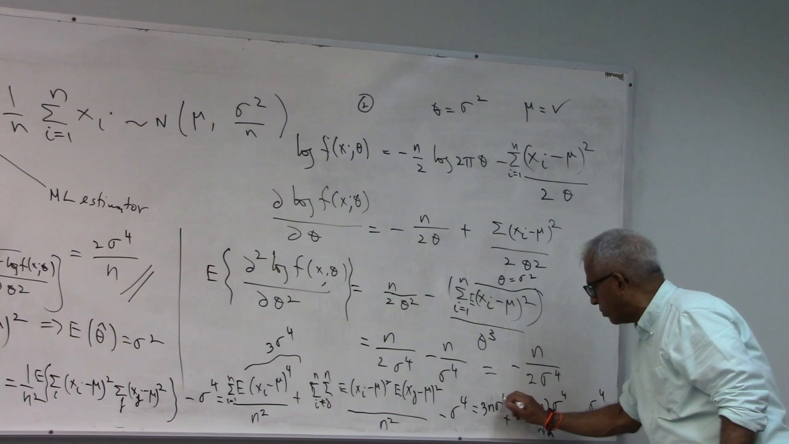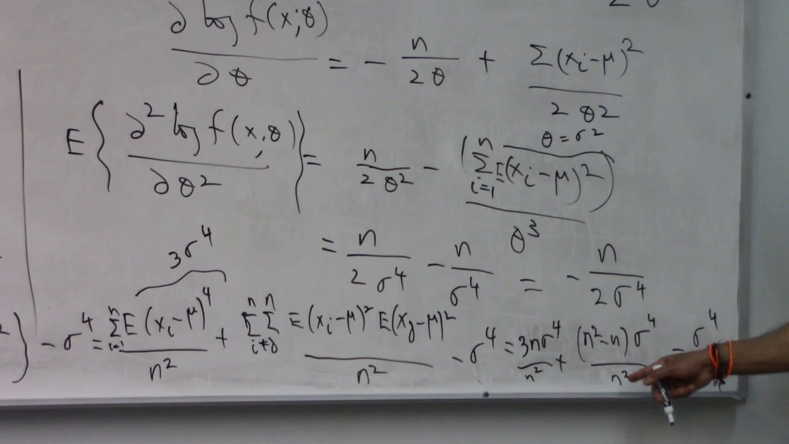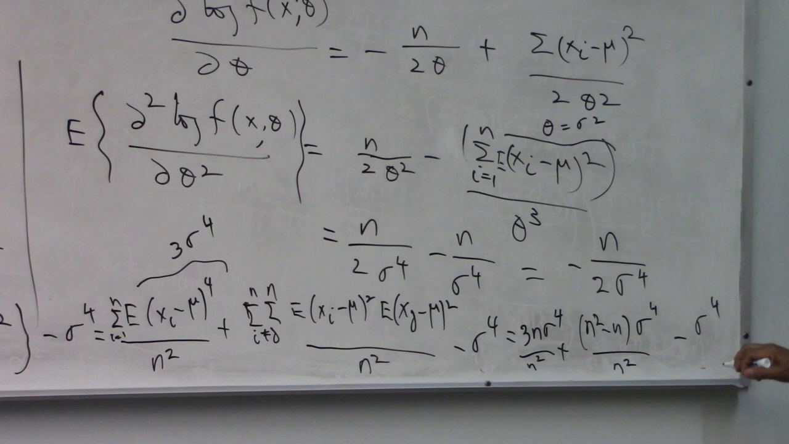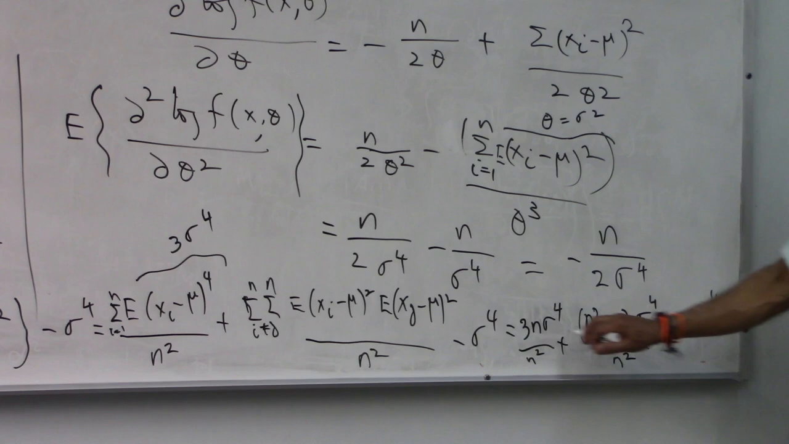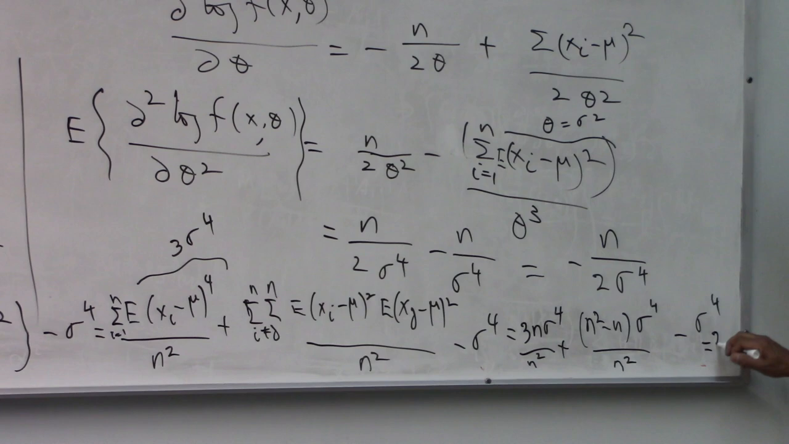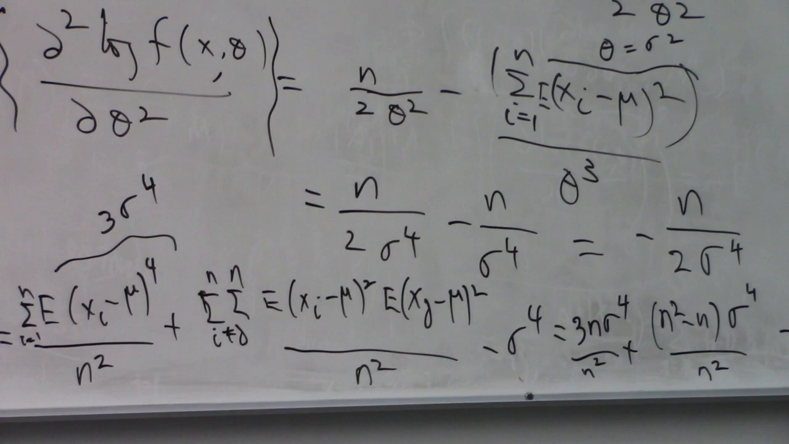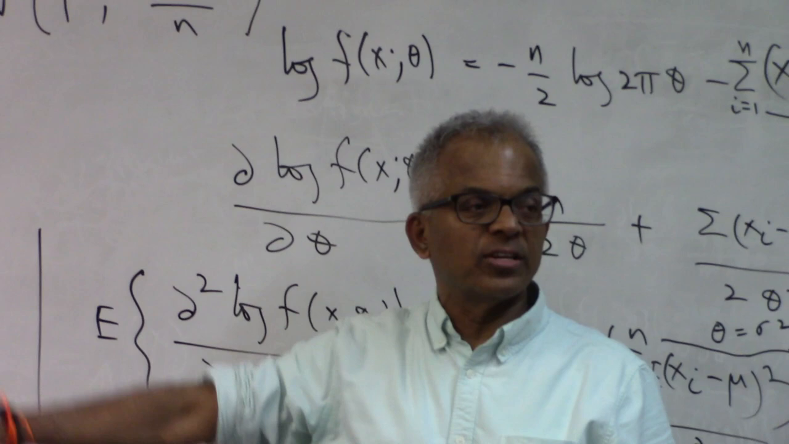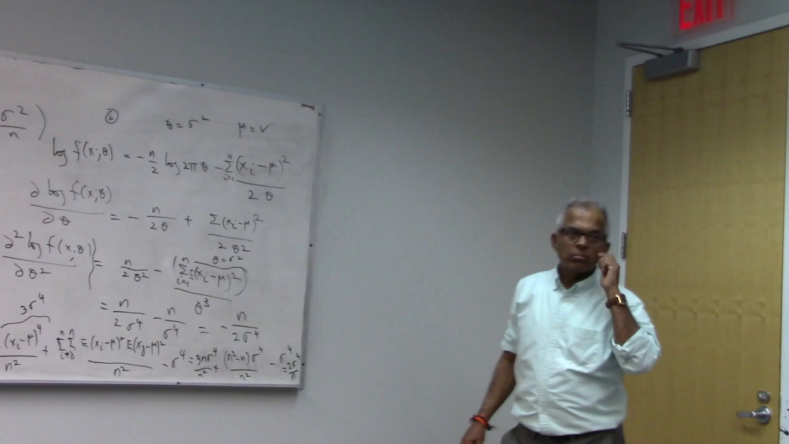See, look at here, you can cancel this in your head. Because of the n squared, the sigma 4 will go away. Here you will have sigma 4 over n. Here you have 3 sigma 4 over n. So the answer will turn out to be 2 sigma 4 over n, if you do it correctly. But look, that agrees with the Cramer Rao bound again. So this is also an efficient estimator. So both of these are classical results.